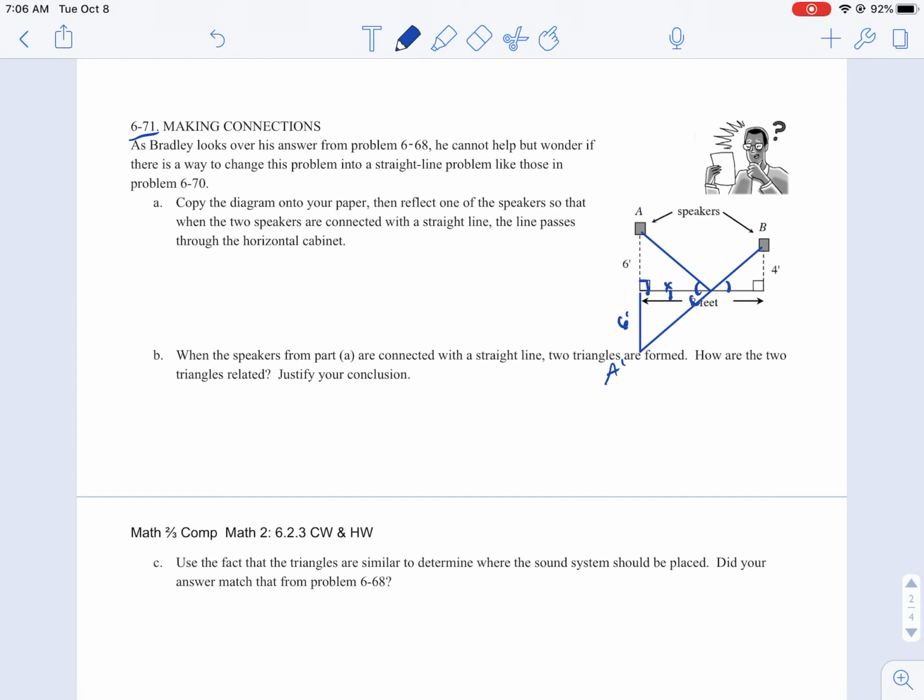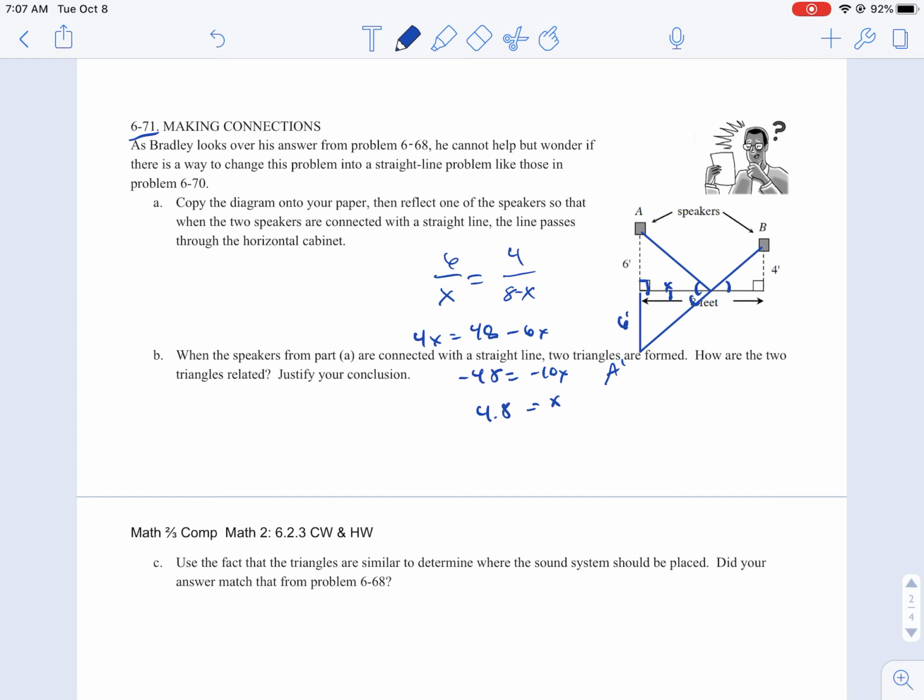I'll call this x. So you could do 6 over x equals 4 over (8 minus x), and you get 4x equals 48 minus 6x, you get negative 48 equals negative 10x, x equals 4.8.